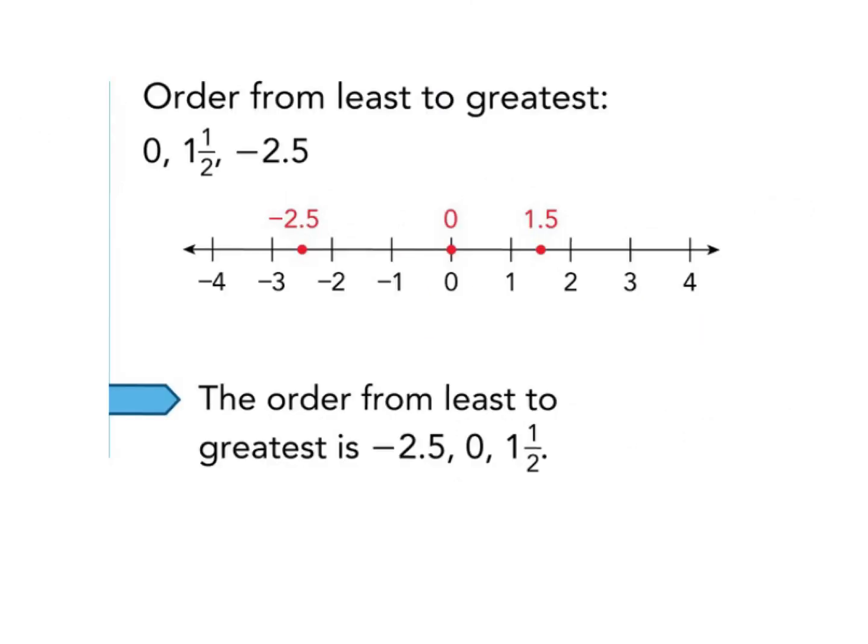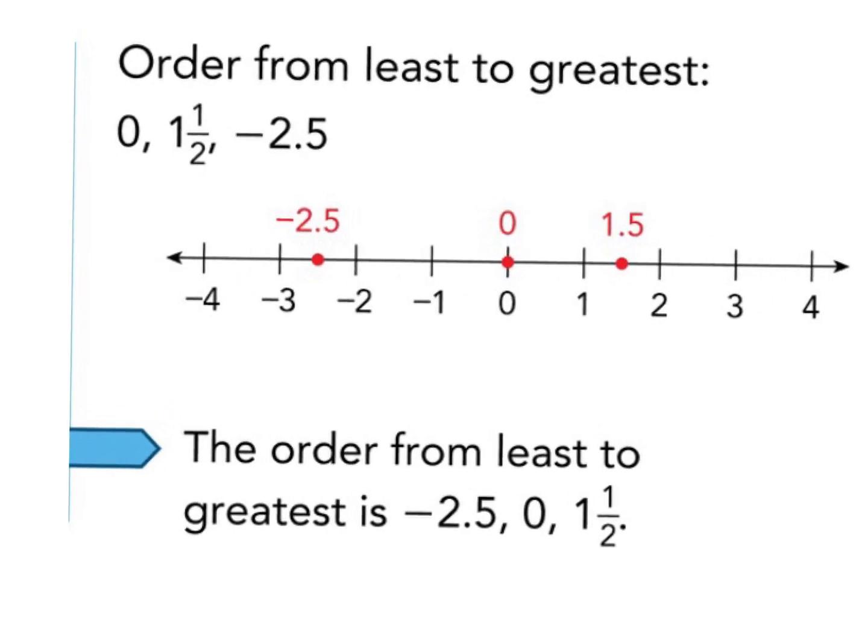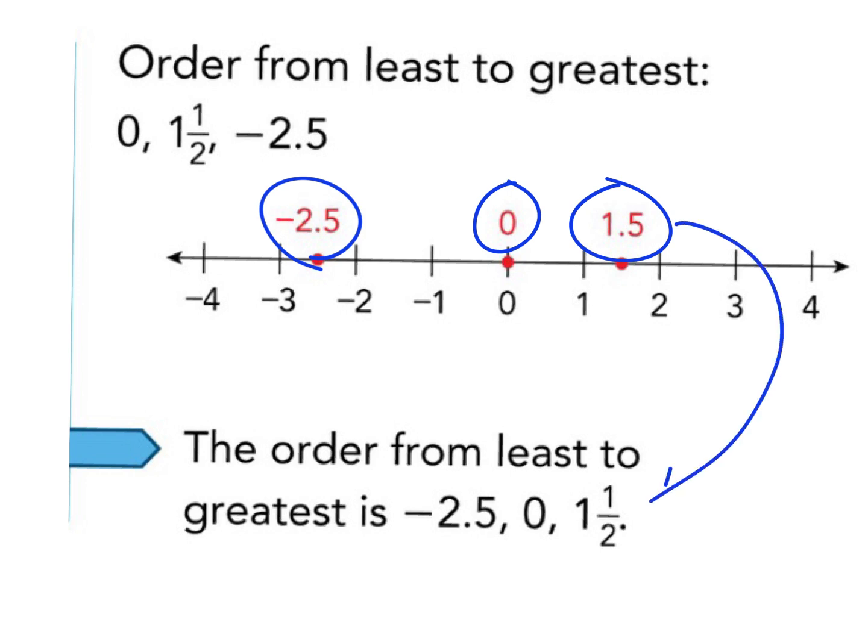Another thing they ask us to do in this section is to order the rational numbers from least to greatest, and once again we can use a number line. You can put them on a number line, and then if you're doing least to greatest, just go left to right on your number line. So you can see they put these on the number line, and then at that point you're just going in the order that they're on the number line. That's your order from least to greatest.